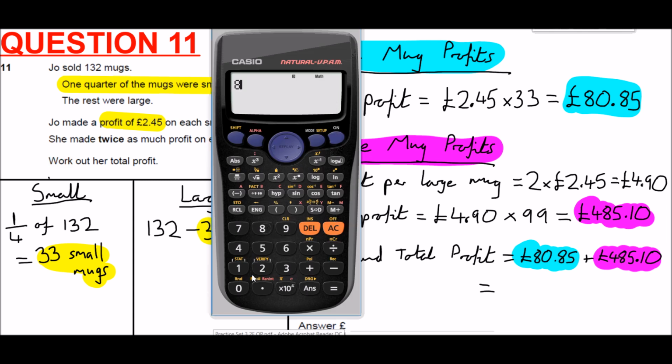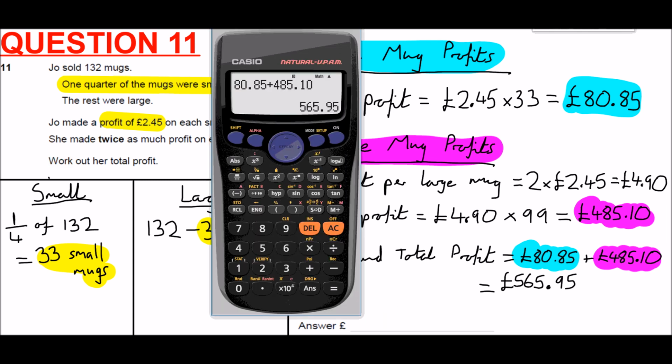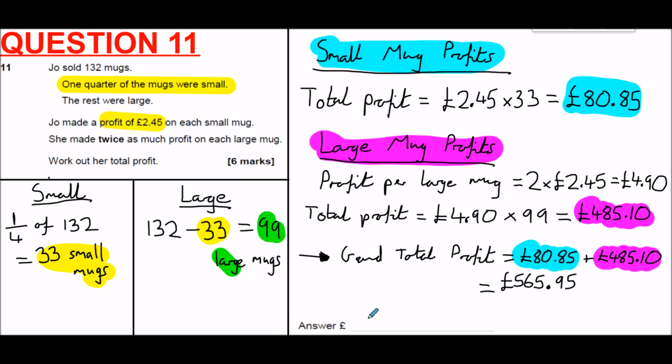So £80.85 plus 485.10. What we should get is a final answer of £565.95. So that's the final answer, which we just put down on our answer line. And that's question 11 done.